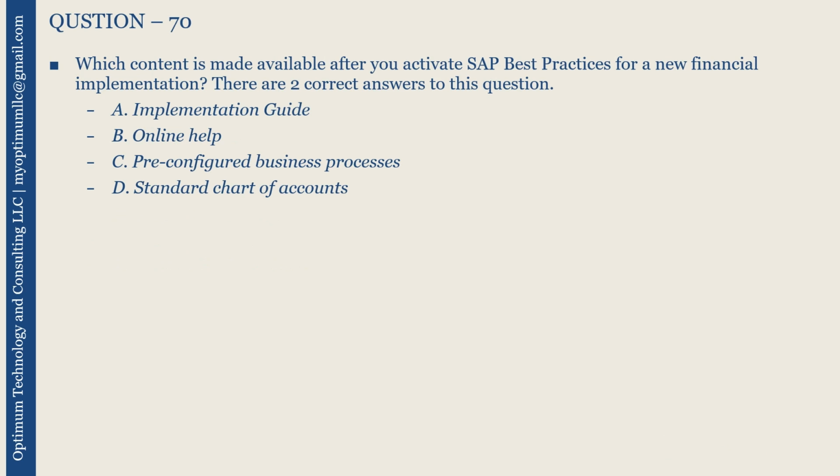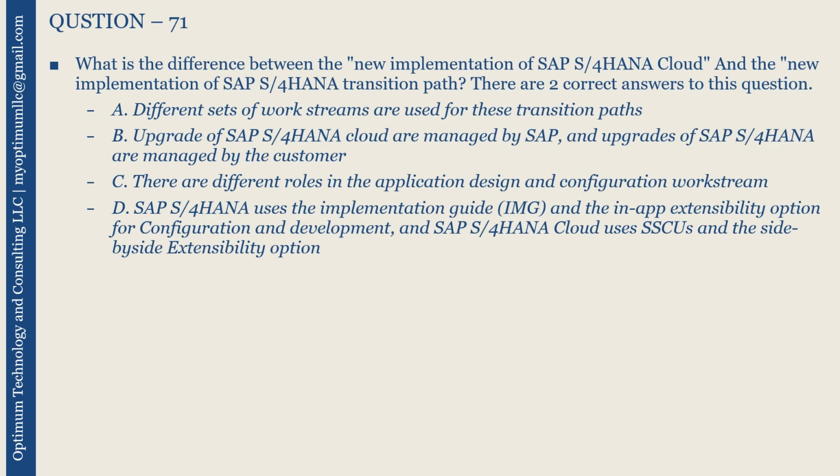Question 70. Which content is made available after you activate SAP best practices for a new financial implementation? There are two correct answers to this question. A. Implementation guide. B. Online help. C. Pre-configured business processes. D. Standard chart of accounts.